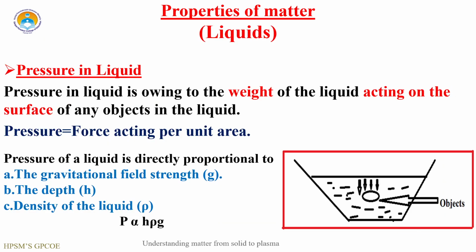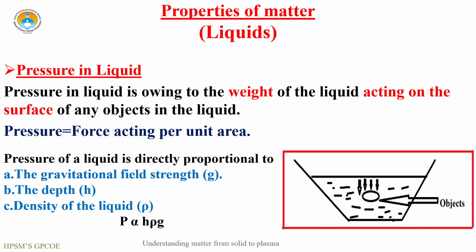The second property of matter is the liquid state. In a liquid state, that is the pressure in a liquid. So pressure in a liquid is owing to the weight of the liquid acting on the surface of any object in the liquid. So you see one example where we have taken one container and an object is deep in it.